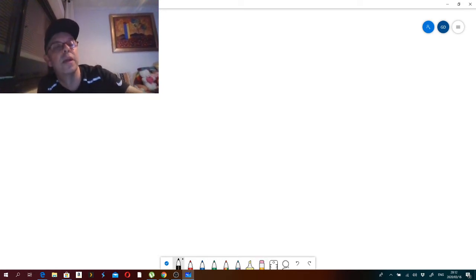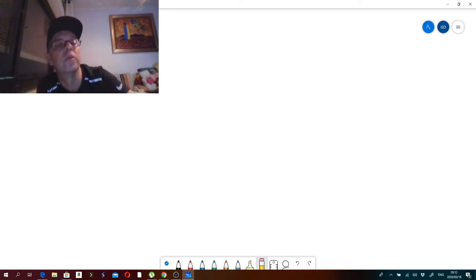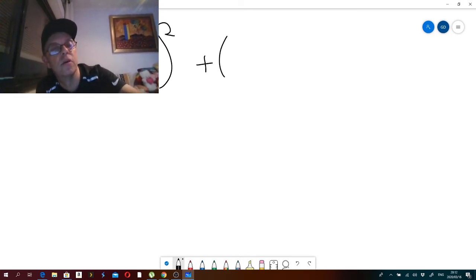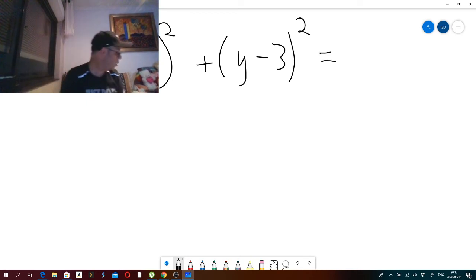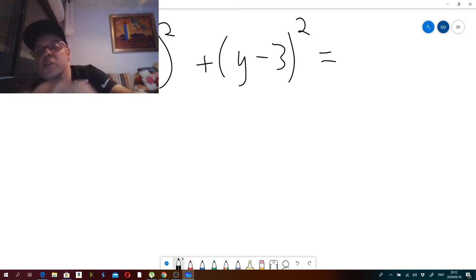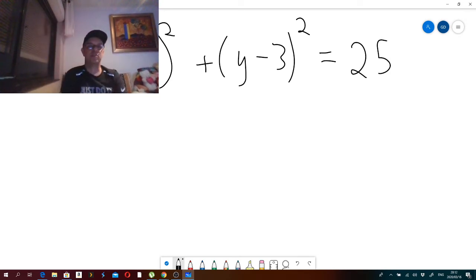x plus 5, it'll be x minus 5 because the point is 5. Let me just do that again. x minus 5 all squared plus y minus 3 also all squared must be equal to the radius squared. And what did they say the radius was? It was 5 units, so the square of that must be 25. This must be the formula for that circle.